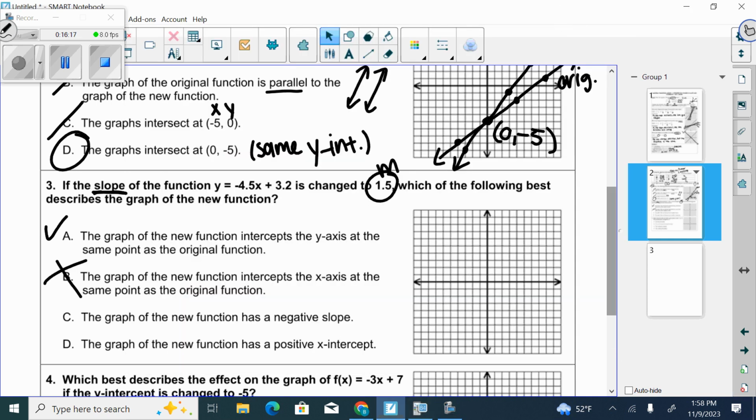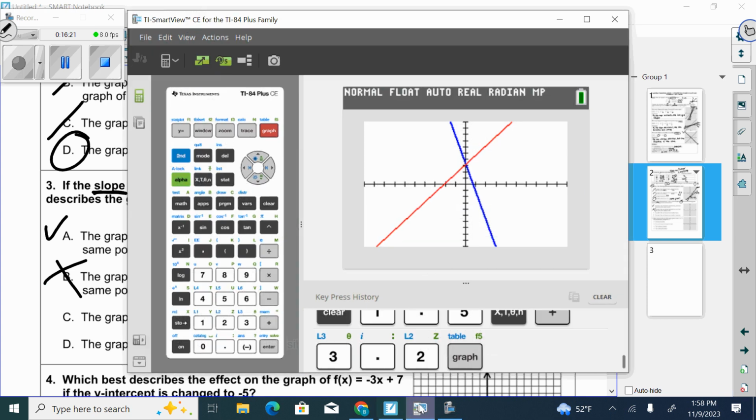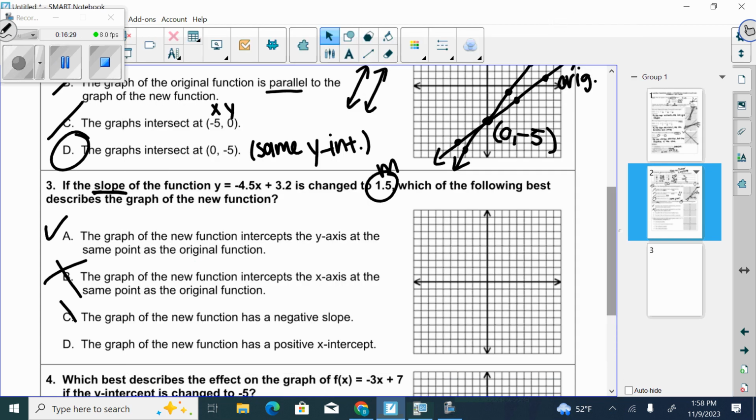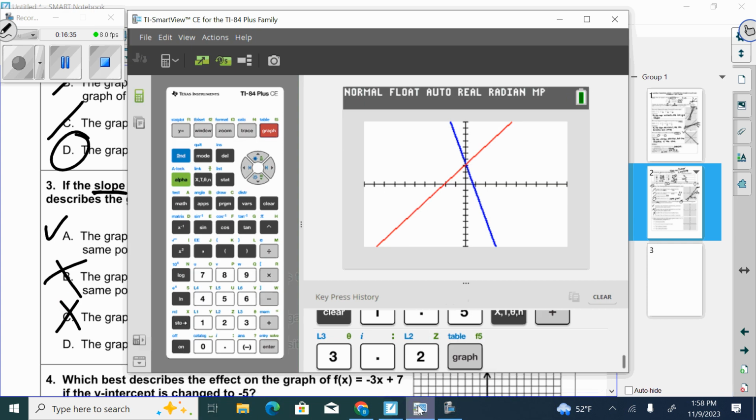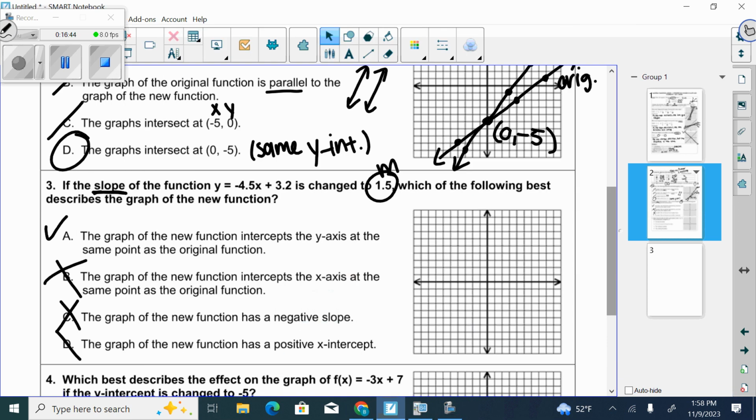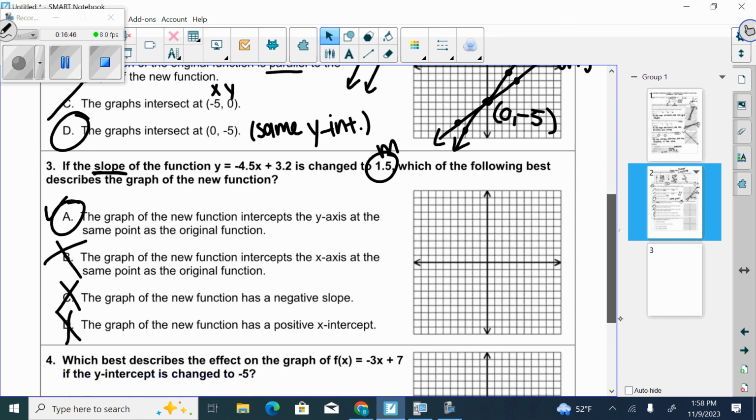C says the graph of the new function has a negative slope. No, the new function is the one in red, which is a positive slope. And D says the graph of the new function has a positive x-intercept. Again, the new function is the one in red. It touches the x-axis over here around -2. So that would be incorrect as well. So it would be answer choice A.